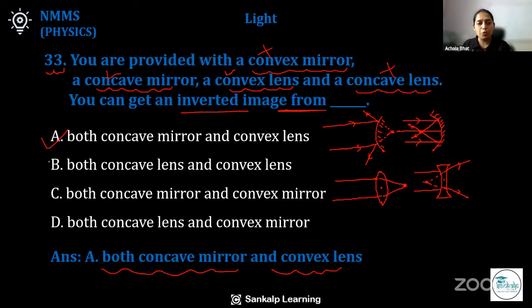What about option B? Both concave lens and convex lens. No. Both concave mirror and convex mirror. Wrong. Both convex lens and convex mirror. Wrong. Thank you.